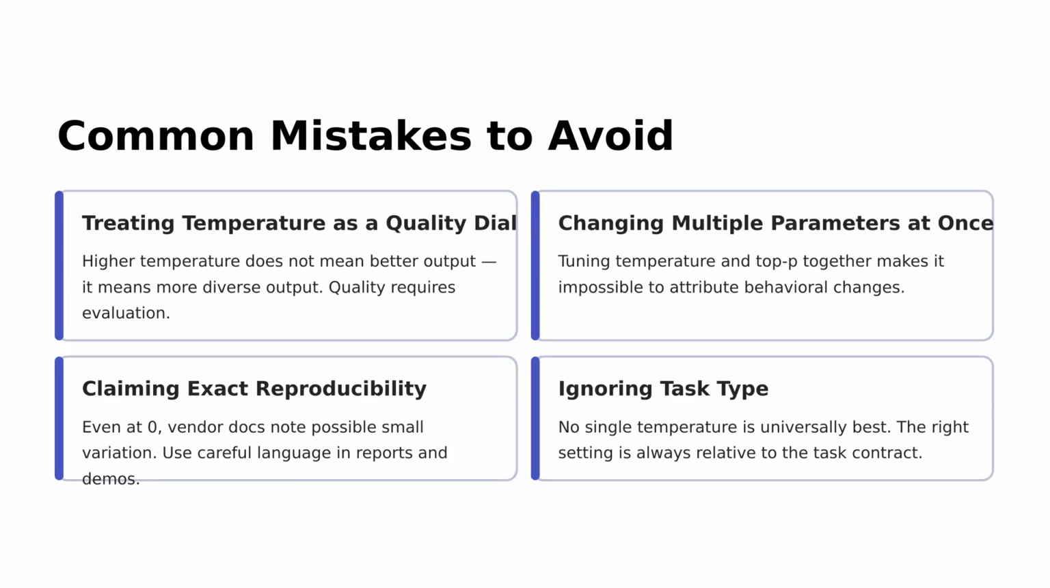Here are a few common mistakes to avoid. First, don't treat temperature like a quality dial. Higher temperature gives you more variety, not automatically better results. Second, avoid changing temperature and top-p at the same time, because then you can't tell what caused the difference. Also, don't claim exact reproducibility, even at 0. And finally, always match the setting to the task. There's no single best temperature for everything.